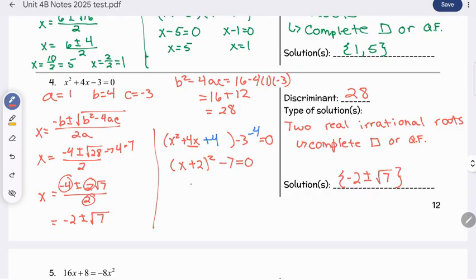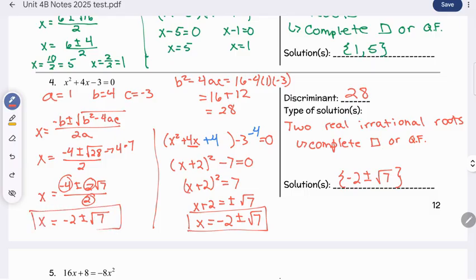This is going to give me x plus 2 squared is equal to 7. I take the square root of both sides, and I get x plus 2 is equal to plus or minus the square root of 7. Then I bring my 2 over here by subtracting it. This is going to give me negative 2 plus or minus the square root of 7. Would you look at that? It is the same solution.